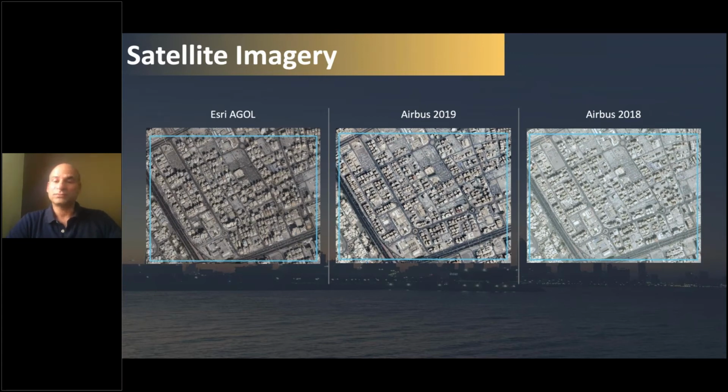As you know, satellite imagery plays a vital role to be the source of following and tracking changes in reality. We have access to various imagery data sets like Esri, ArcGIS Online, Airbus 2019, and Airbus 2018. In all cases, these different satellite imagery has different properties, like different colors, different angles of capture, and even different orientation and quality.